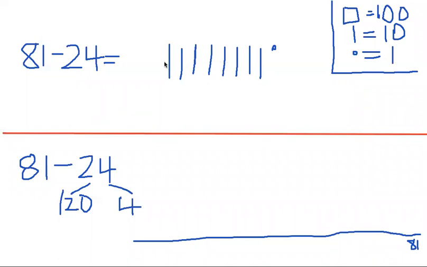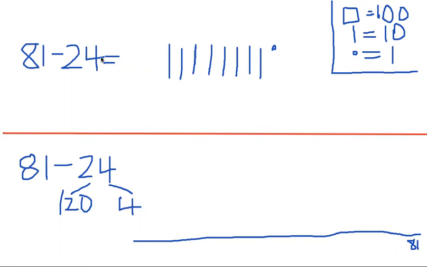So I'm going to model with pictures my minuend, or the number I'm going to take away from. So if you have 10, 20, 30, 40, 50, 60, 70, 80, 81, right? And I'm going to take away 24. Now notice I'm not going to draw the number I'm taking away because that's what I'm going to actually be crossing out. So in subtraction, we do not draw both numbers. We only draw the number we're taking away from, or what we call the minuend. This is the subtrahend. We don't do that. So let's go ahead and do that.